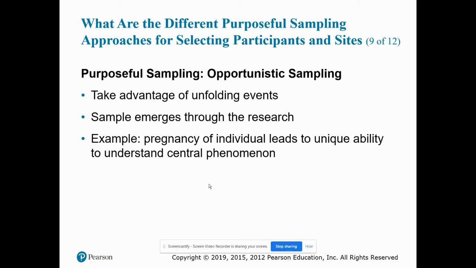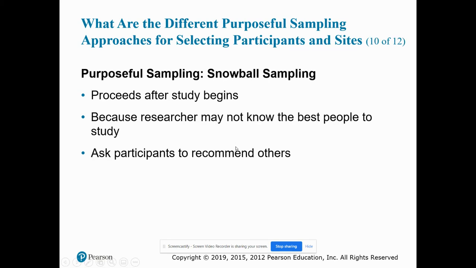So now we have something called opportunistic sampling. This is they're going to take advantage of unfolding events. Sample emerges through the research. Example would be pregnancy of individual leads to unique ability to understand central phenomenon. So maybe it just kind of unfolded. You didn't really expect it. So then you could have this purposeful sampling for those individuals.